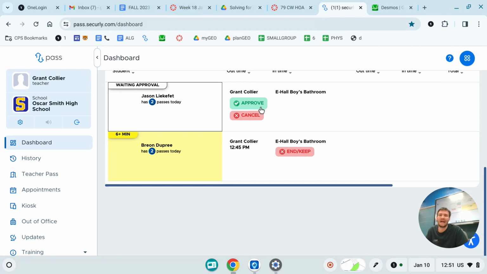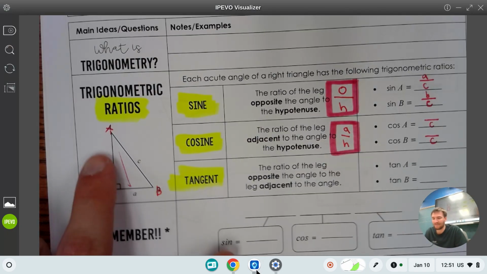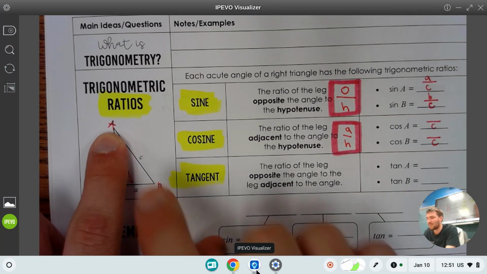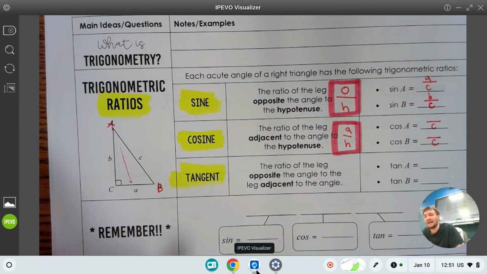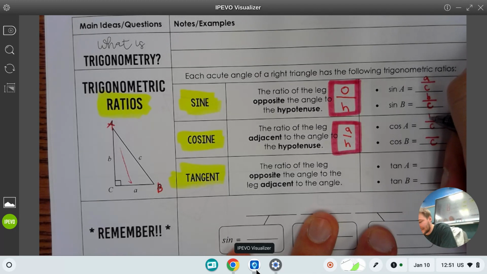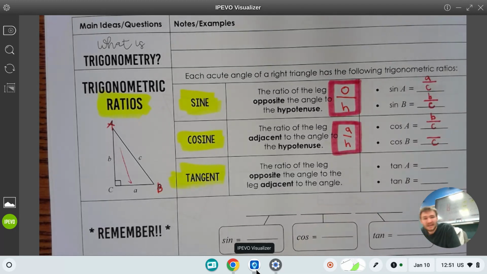Now that you're focused on this angle, which one is adjacent, A, B, or C? It would be the letter B. The letter B is adjacent to letter A. The side B is adjacent to the angle A.